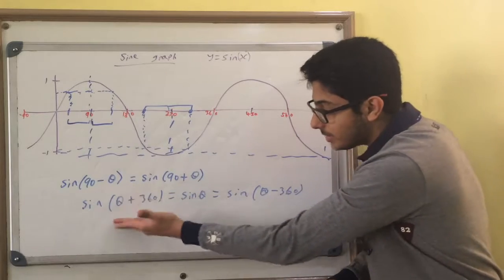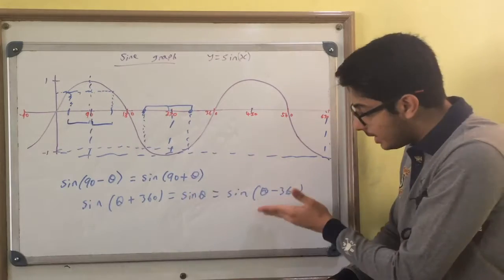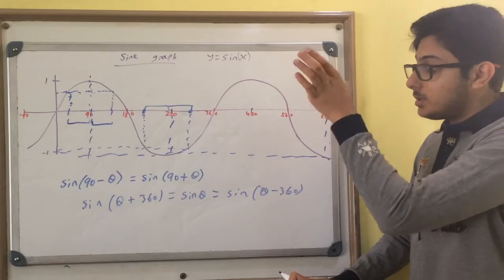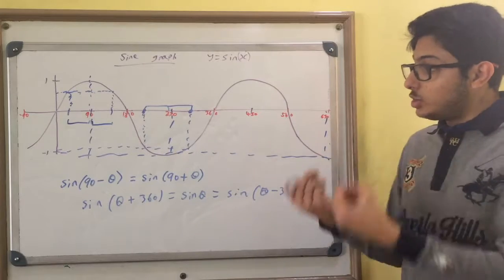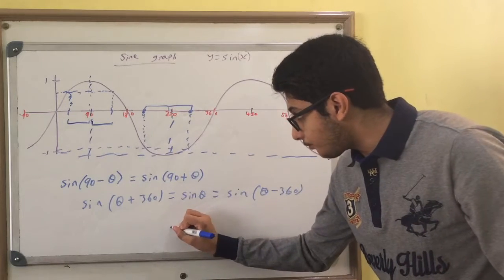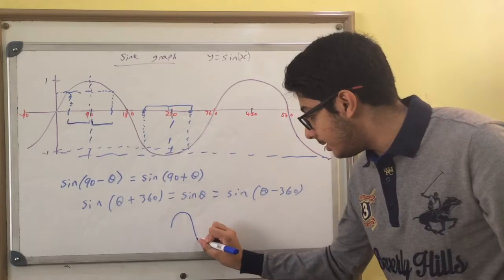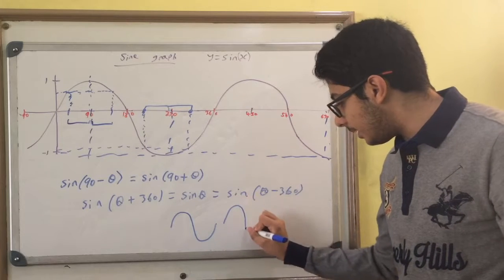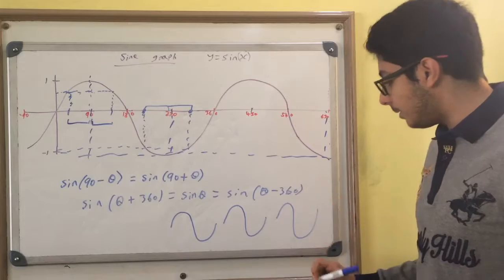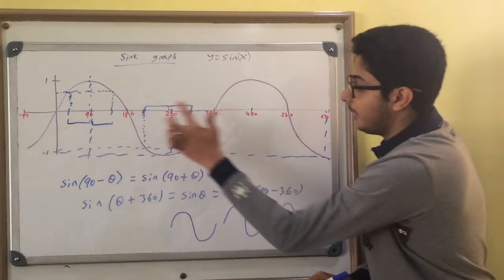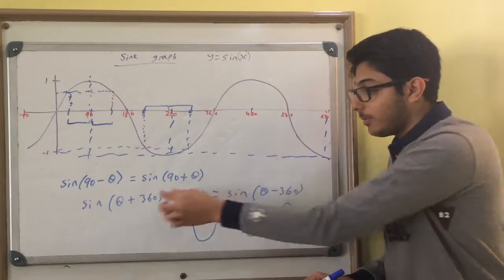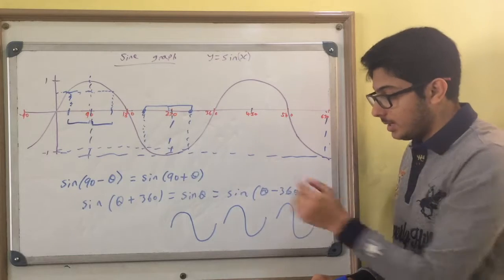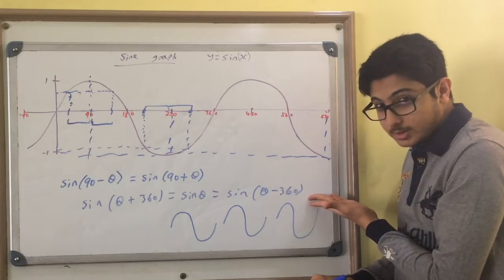And here also, sine of theta plus 360 is equal to sine theta, which is equal to sine of theta minus 360. That's because the sine graph repeats the same shape in periods. It repeats this shape, and then it repeats it again and again. From 0 all the way to 360, and then repeats it again. That's why we have the value 360 here, because it repeats every 360 degrees.